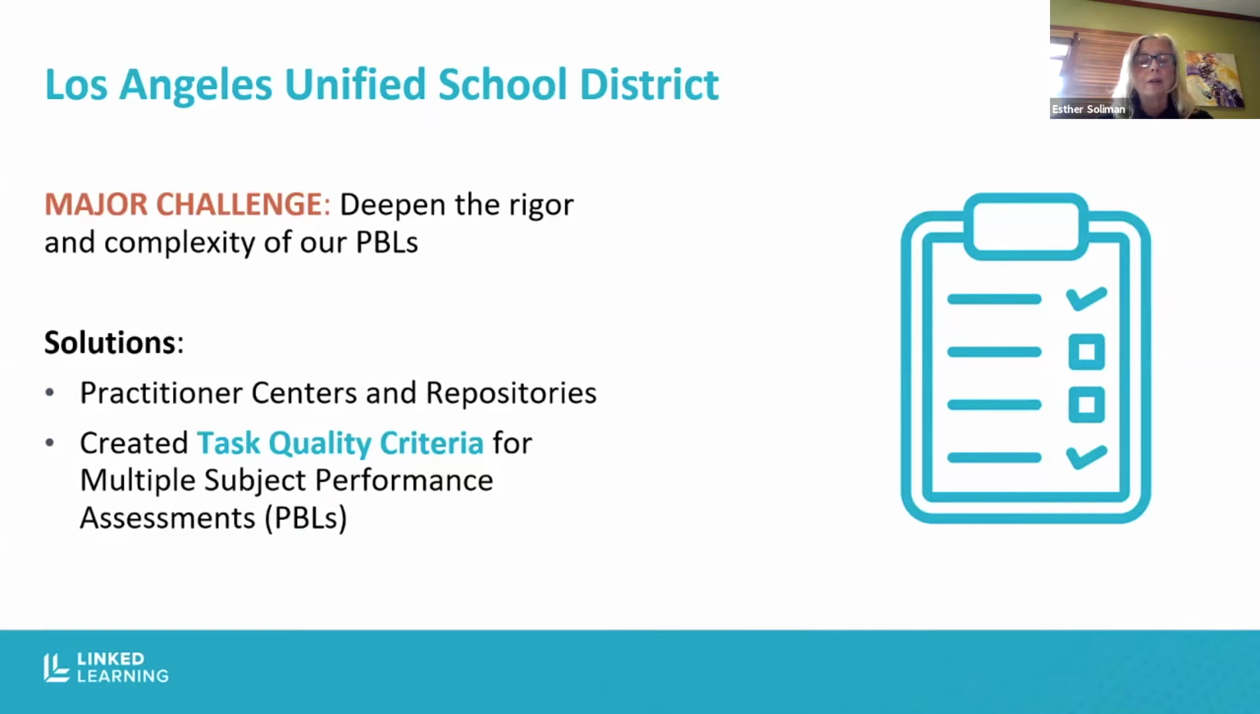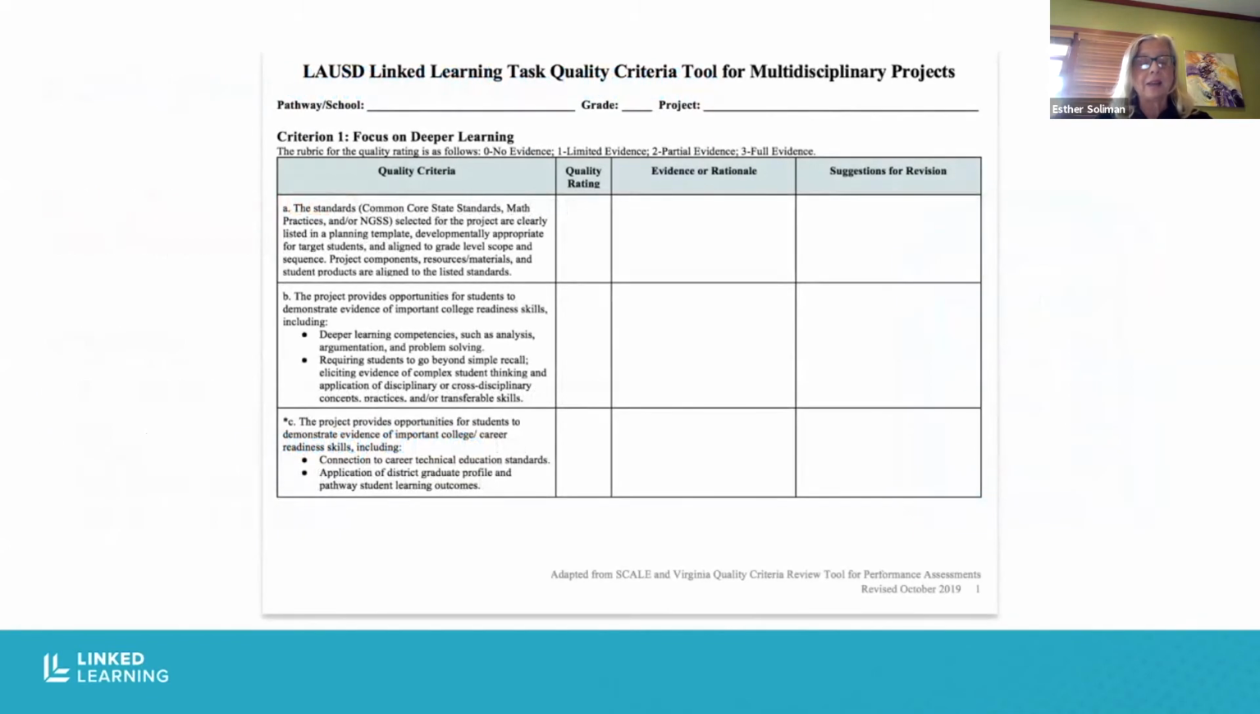The task quality criteria is an amalgamation of work from SCALE. And SCALE stands for the Stanford Center for Assessment, Learning, and Equity. Also Envision Learning Partners, and then also our own additions. It provides a guide for teams of teachers to work through and improve and deepen their PBLs. In this guide, there are 7 criteria, and I would suggest only using the guide with advanced pathways who have been doing this work for a while, as it's very comprehensive.